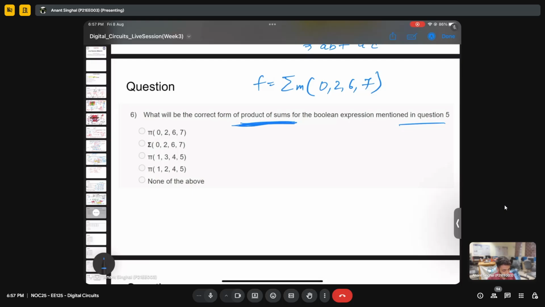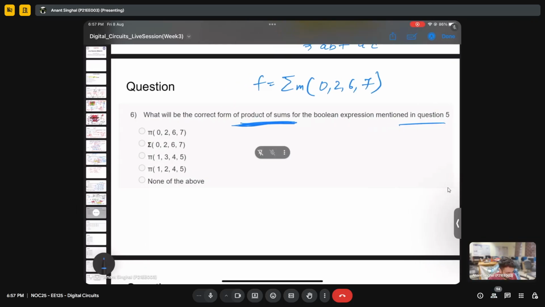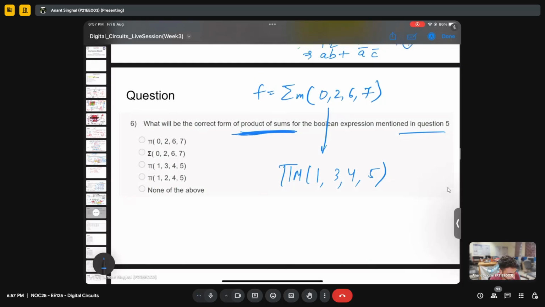1, 3, 4, 5, sir. Yeah, Option C. So basically the maxterms are nothing but the complement. So 1, 3, 5 is not there. Sir, once again repeat, sir. So 4 is also not there and 5 is also not. What do you want me to repeat?